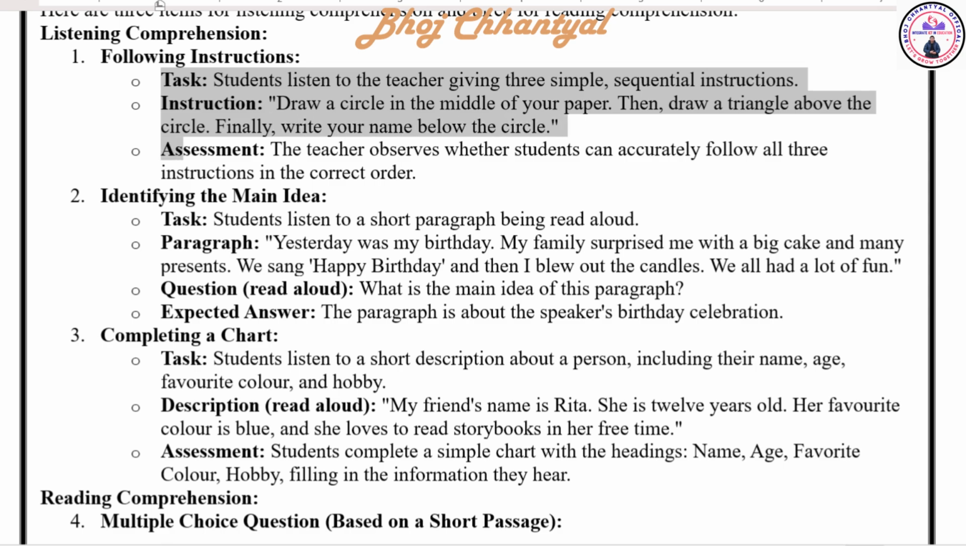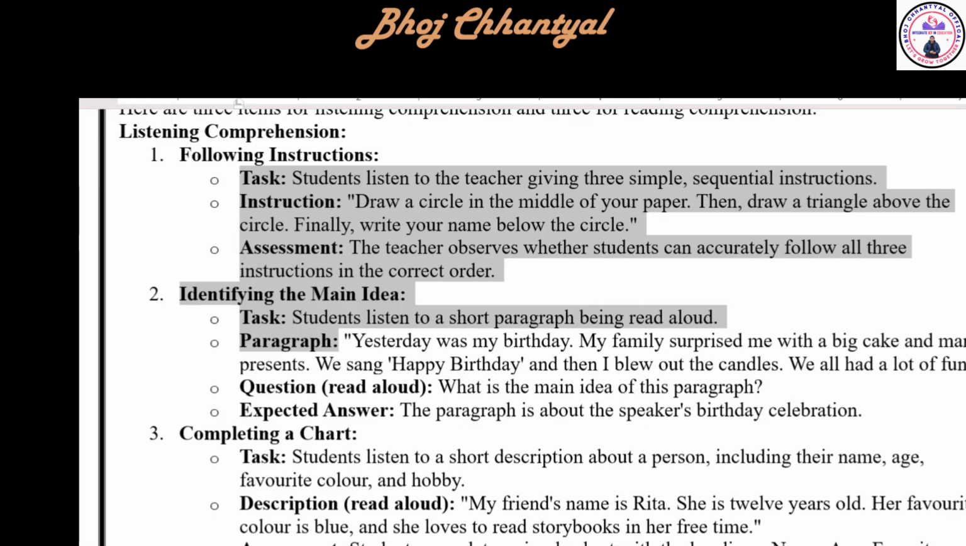The assessment: the teacher observes whether the student can accurately follow all 3 instructions in correct order or not. The second one is identifying the main idea. Task: students listen to a short paragraph being read aloud. For example, yesterday was my birthday. My family surprised me with a big cake and many presents. We sang happy birthday and then I blew out the candles. We all had a lot of fun. Question: what is the main idea of this paragraph? Expected answer: the paragraph is about the speaker's birthday celebration.